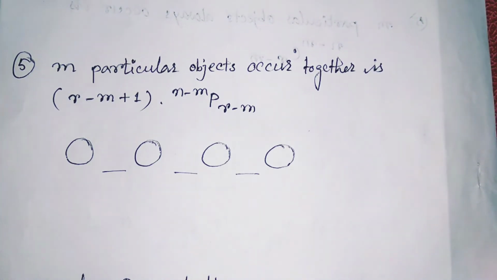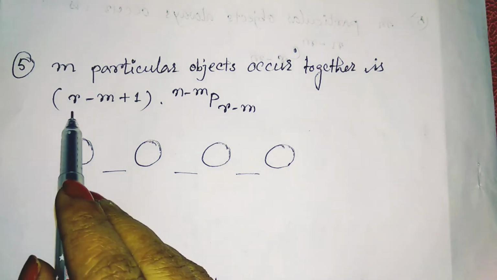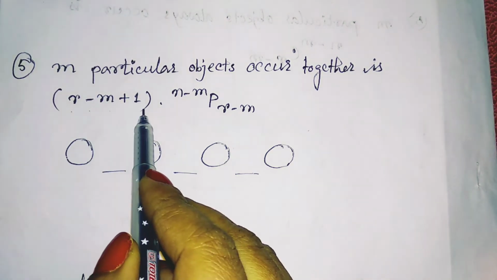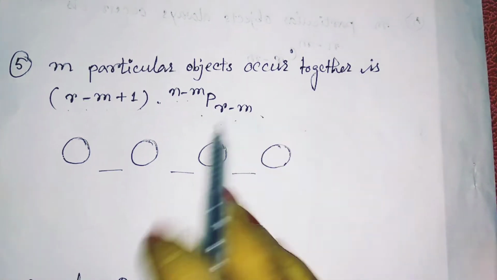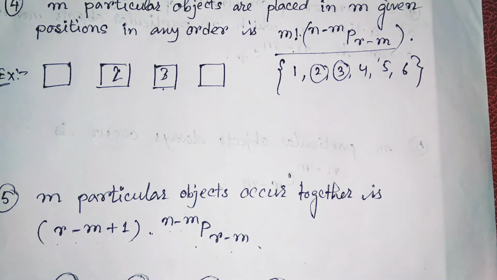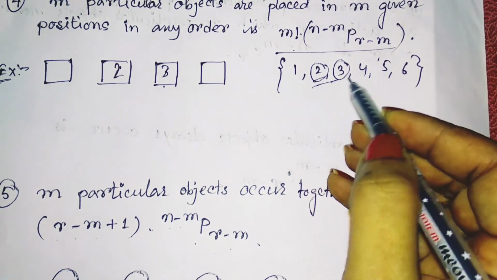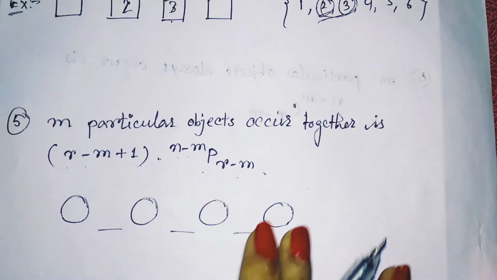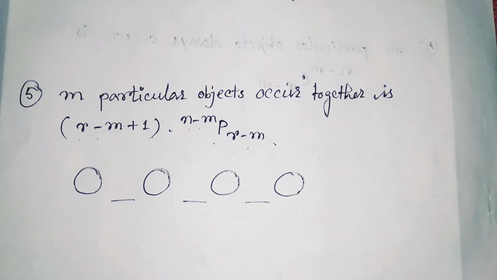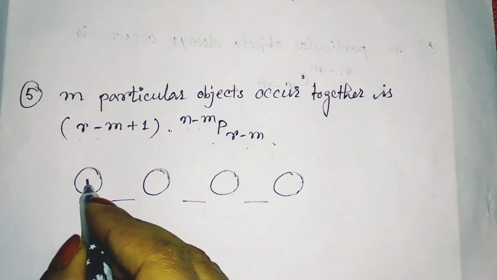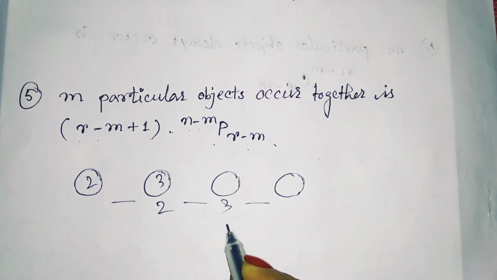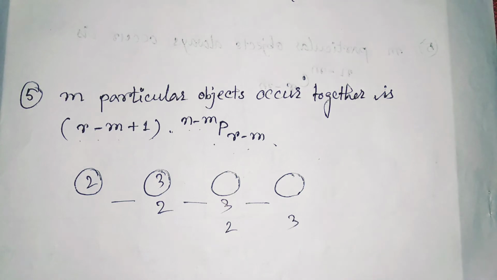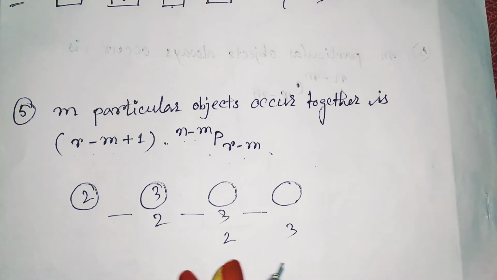Next situation is m particular objects occur together. Its formula is (r minus m plus 1) into (n minus m)P(r minus m). Suppose the same example we have chosen, and here 2 and 3 are the objects which are always coming together. 2 and 3 always coming together means either this one is 2 and this one is 3, or this one is 2, this one is 3, or this one is 2, this one is 3. So these are the 3 different positions.